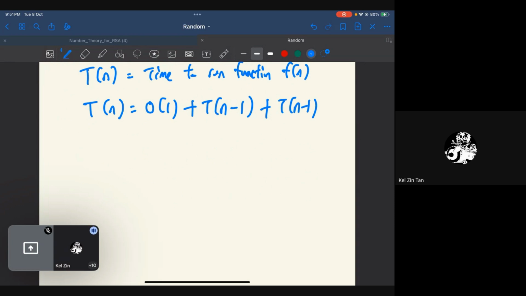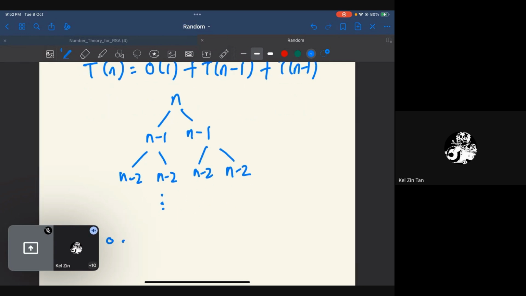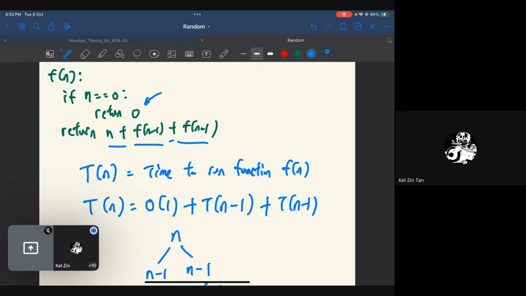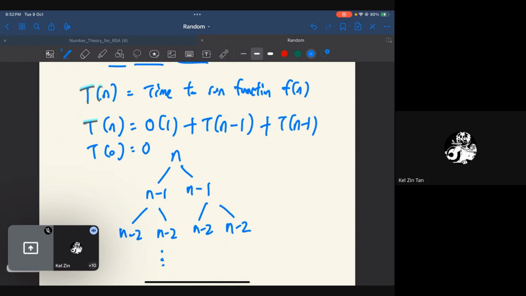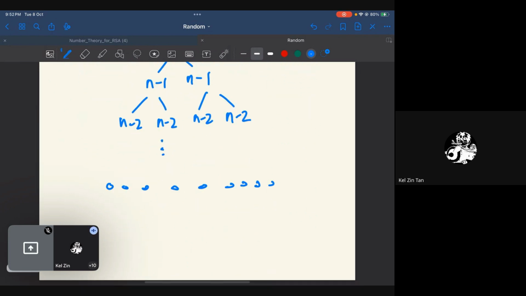An easy way to analyze this is to draw out a tree. At first you have n, and then you branch out to n-1, n-1, and then n-2, n-2, and so on. At the very end, you get 0, because when n is 0 you just return 0, so you don't do the recursion in the end. So you also have T(0) equal to 0. You substitute the function in repeatedly, and you get what we call a recursion tree.